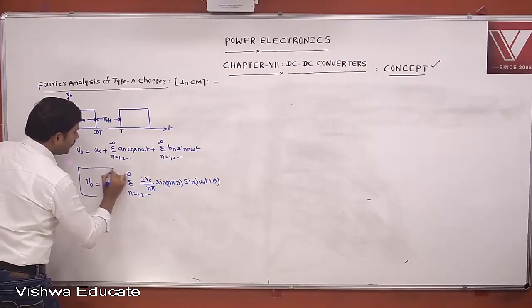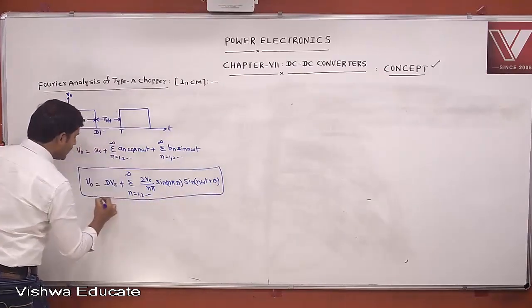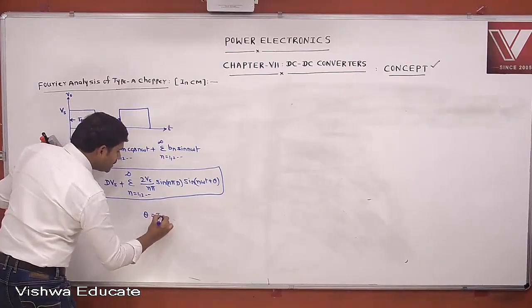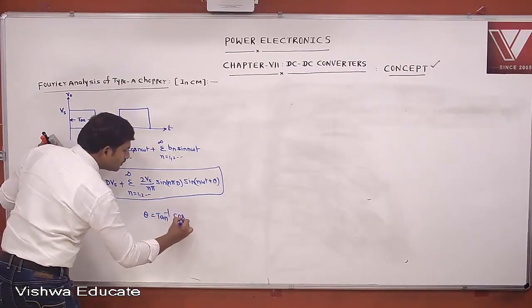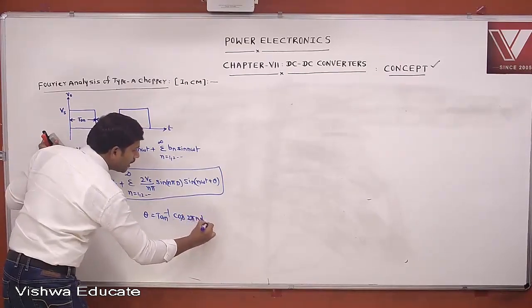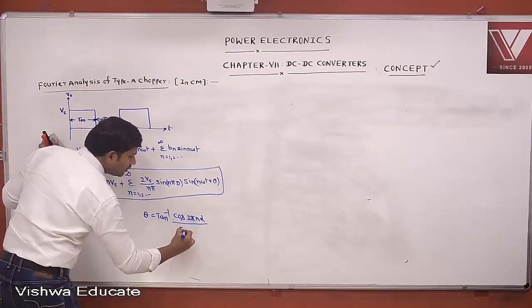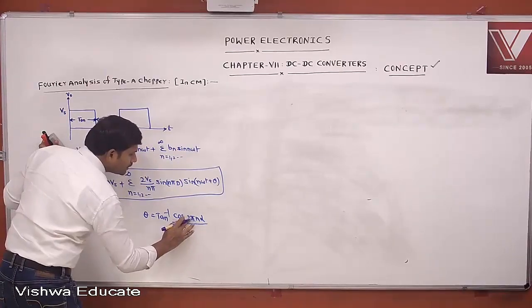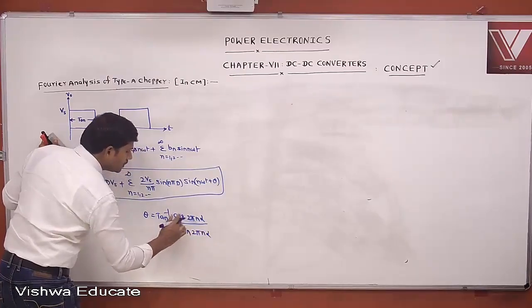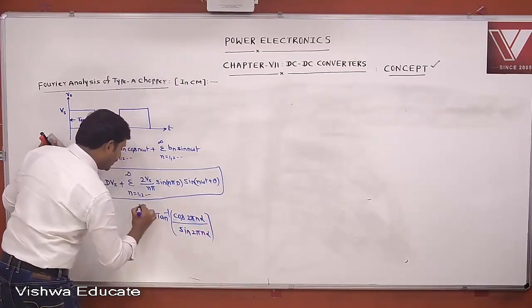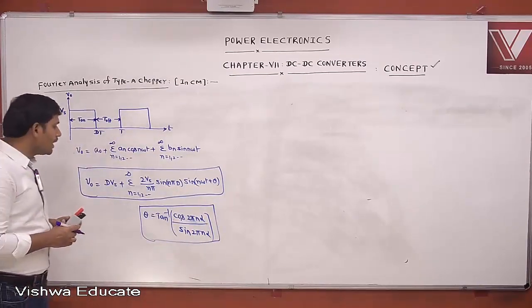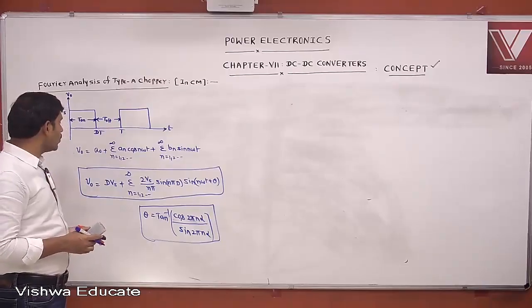This is the value of instantaneous output voltage in the case of type A chopper. What is theta here? Theta equal to tan inverse of cos 2 pi n alpha by sin 2 pi n alpha. Based on derivations we can get this value of theta, no need to derive it here.